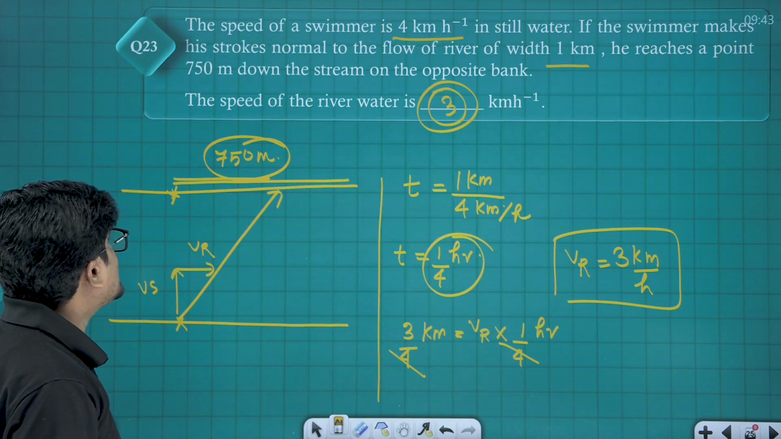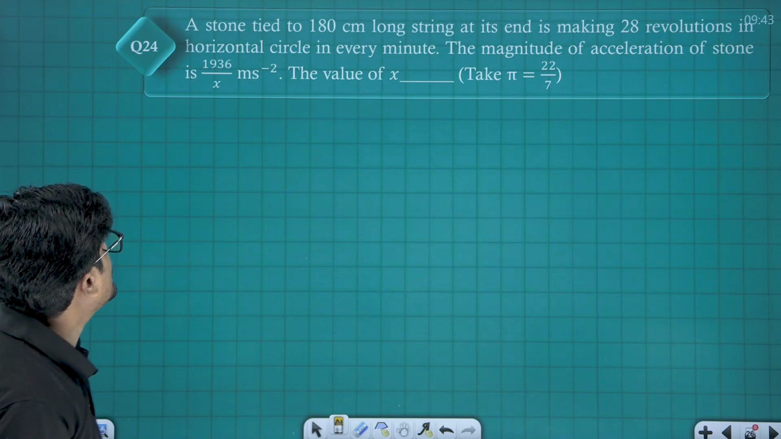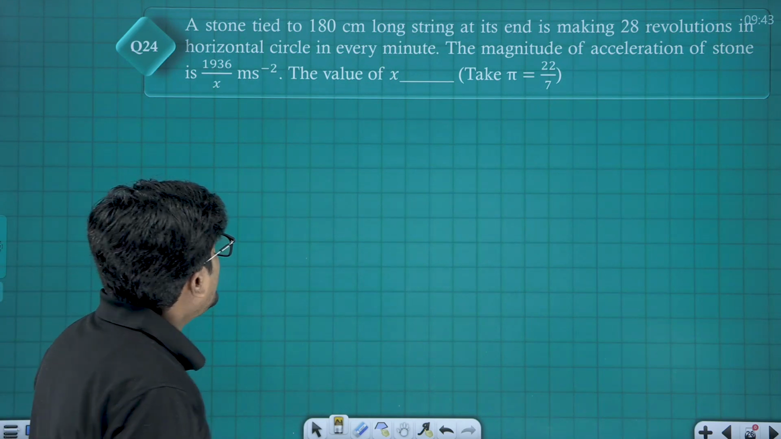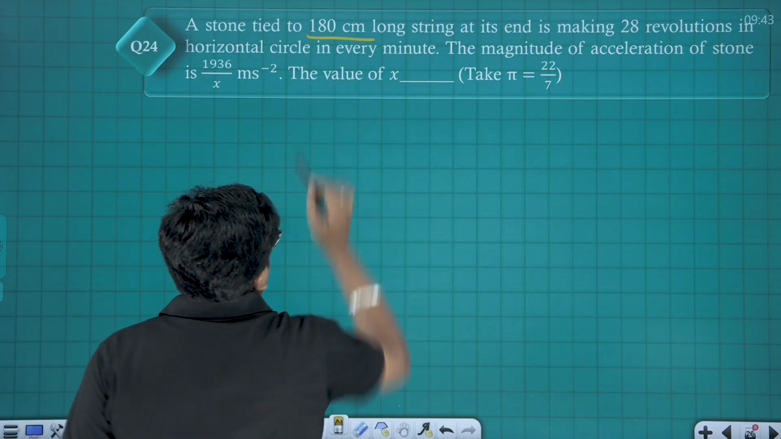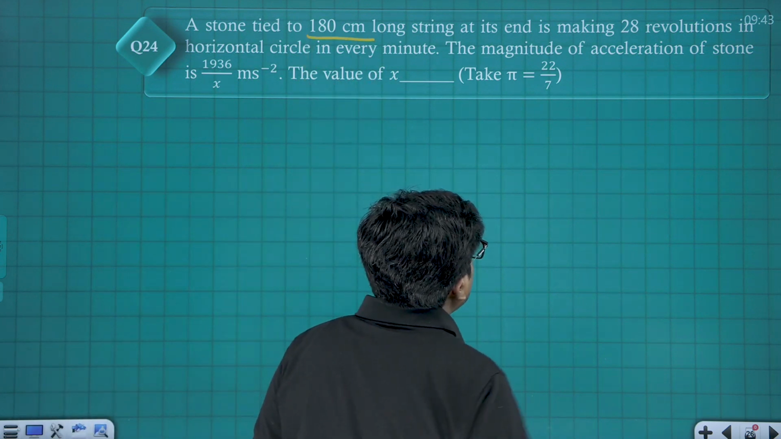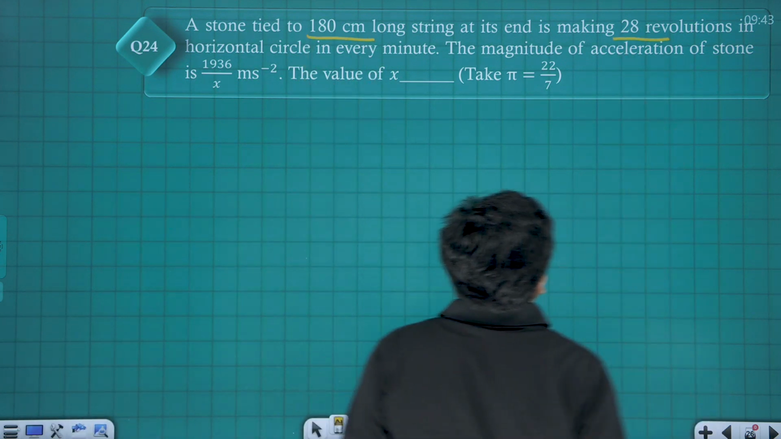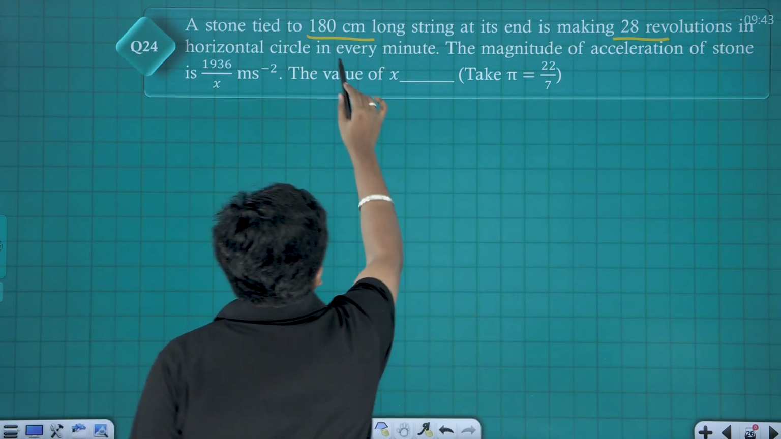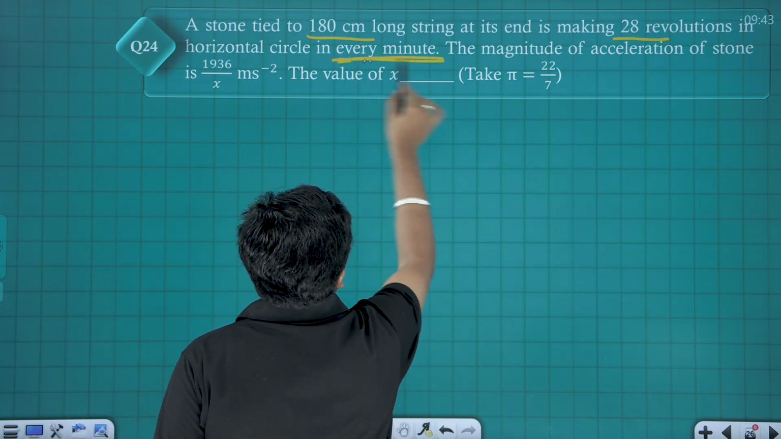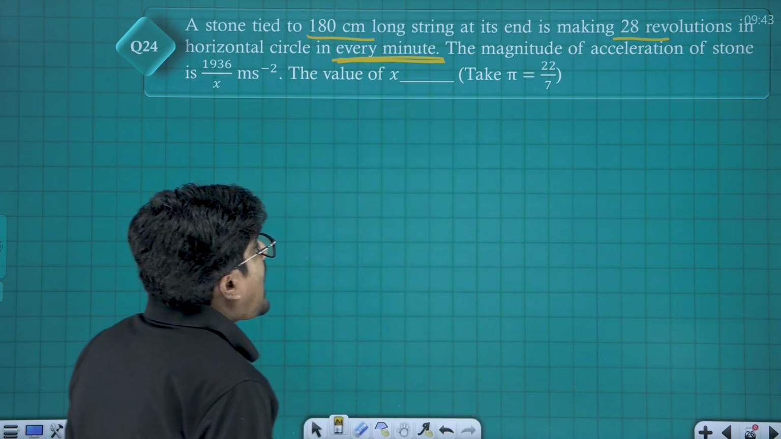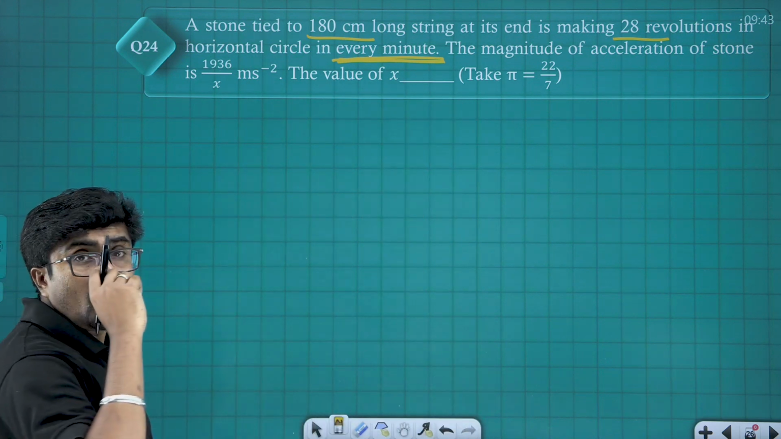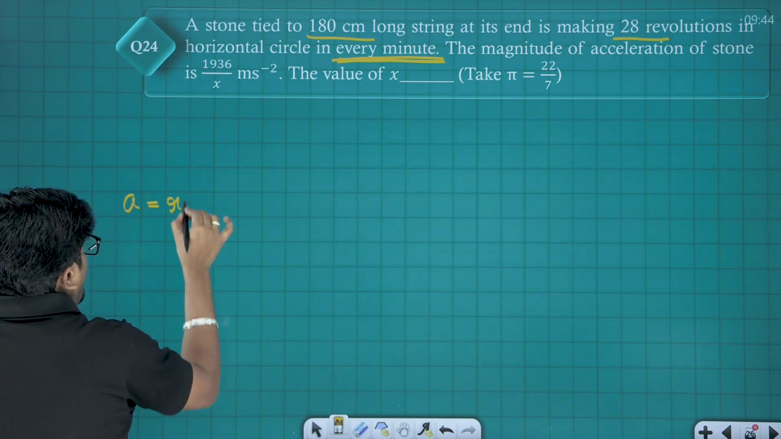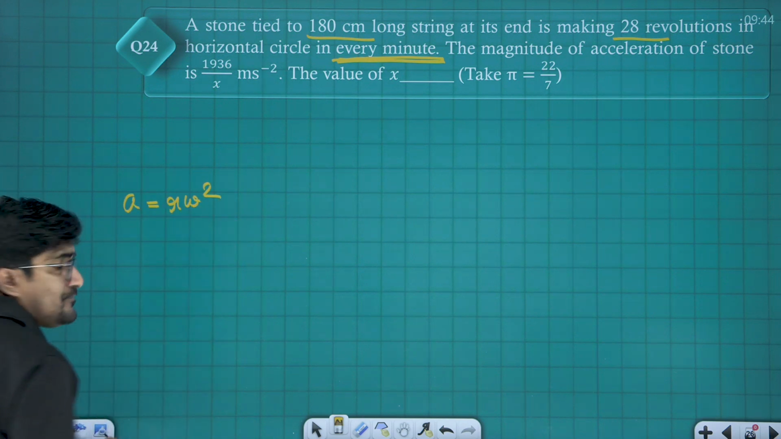All right, next is question number 24. Question number 24 says, a stone is tied to a 180 centimeter long string at its end, making 28 revolutions in a horizontal circle in every minute. Don't miss this point, it is every minute. The magnitude of acceleration of the stone is, we all know that acceleration A is equal to R omega square.